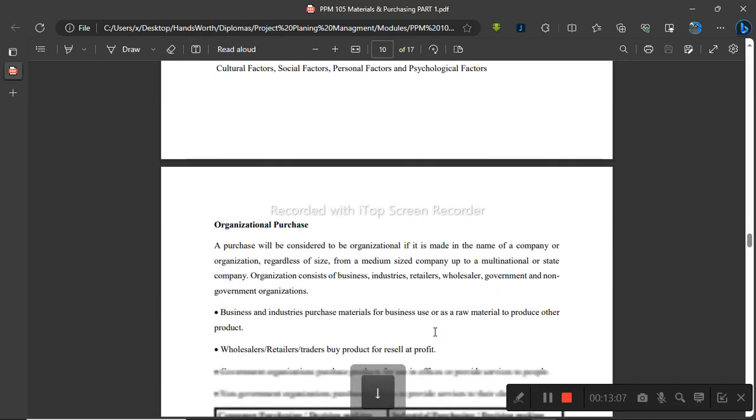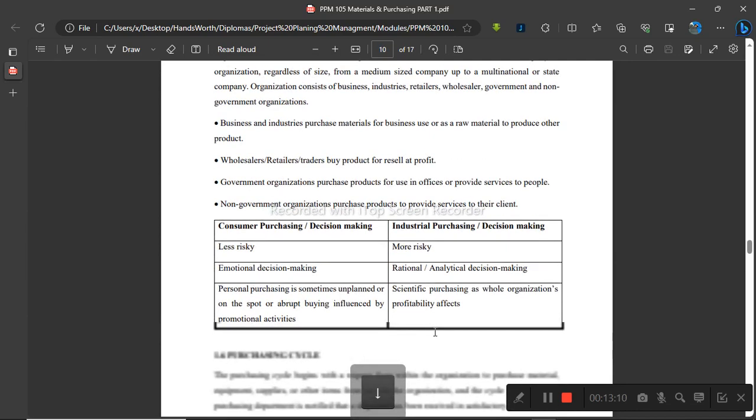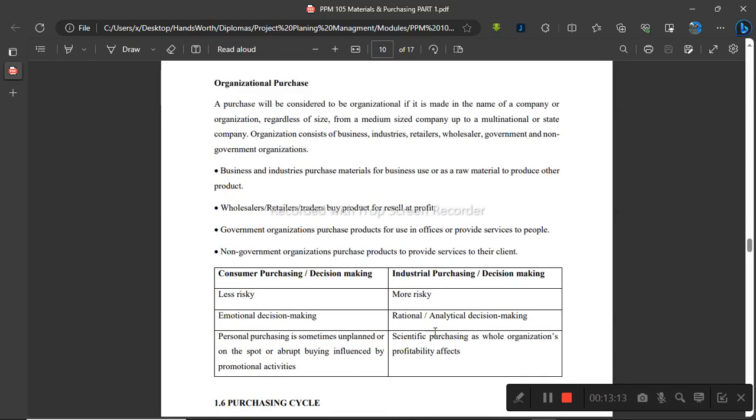All right, so that is on the first type of purchase. Now the second type of purchase is known as organizational purchasing. A purchase will be considered organizational if it is made in the name of a company or organization, regardless of size, from a medium-sized company up to a multinational or state company. Organizations consist of businesses, industries, retailers, wholesalers, government, and non-government organizations.